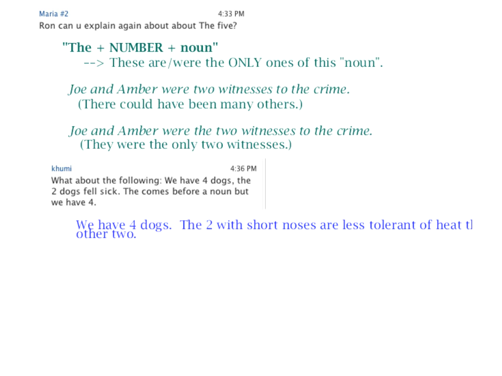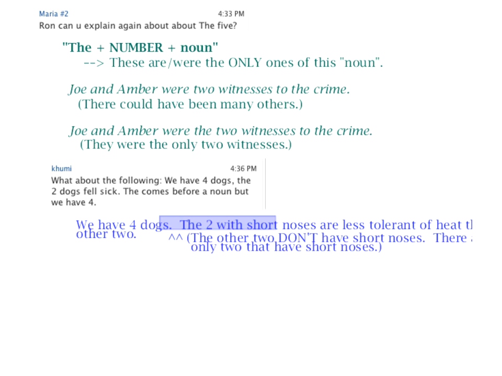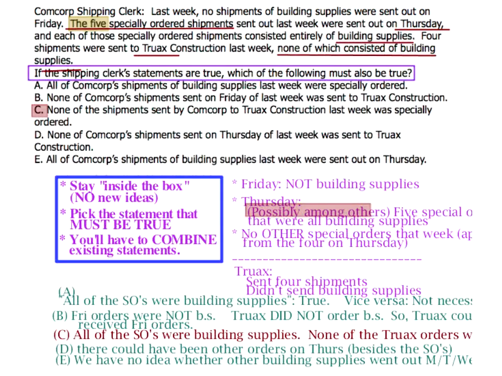I mean, then you can do this, because now what you are saying is, even if you have 4 dogs, there are only 2 dogs that have short noses. And you're exclusively talking about those 2 right now. In other words, the other 2 don't have short noses. There are only 2 that do. That's what that means. But if you just say the 2, that doesn't make any sense because you have 4. So it has to be the 2 that satisfy some sort of qualifier.